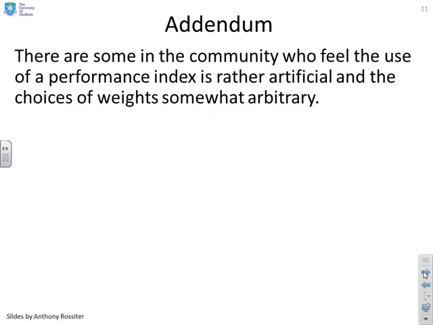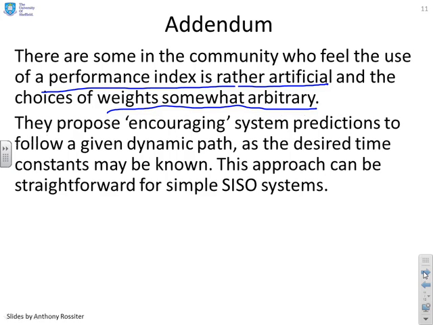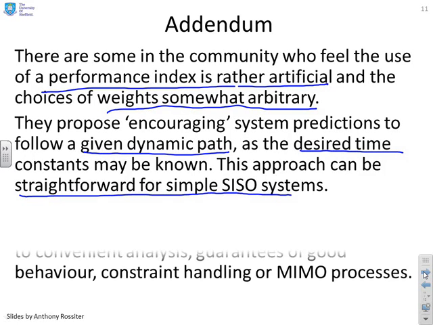Some in the community feel the use of a performance index is rather artificial, and you remember we did say 1 or 2 videos ago that in fact this performance index is to some extent arbitrary, and therefore you might feel that people in the community who say this have a good point. And what they propose is encouraging, in some sense, the system predictions to follow a given dynamic path, such as a first order response with a given desired time constant. And you'll find this sort of approach can be relatively straightforward and intuitive for simple SISO systems.